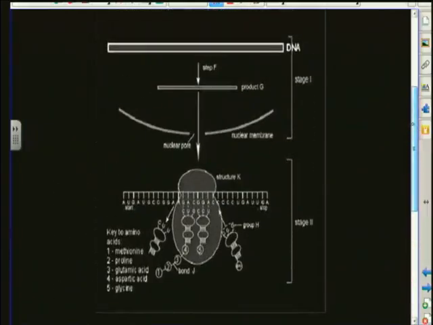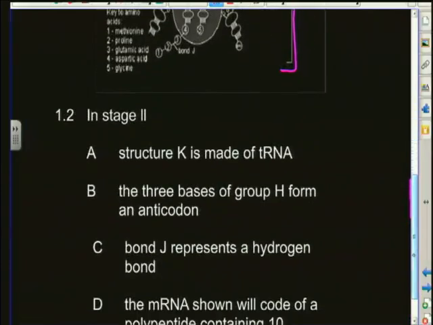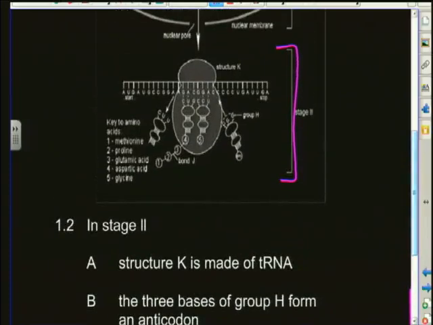Okay, same diagram again. At stage number 2, here's stage number 2. What they want to know is, is structure K made of tRNA? Let's have a look. If we have a look carefully over here, where is structure number K? Here. Structure number K, what is it? It's a ribosome. Remember, it's my organelle where translation occurs. So is it made of tRNA? No, it's not. My question is incorrect.